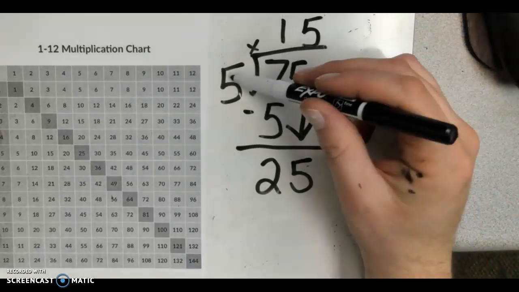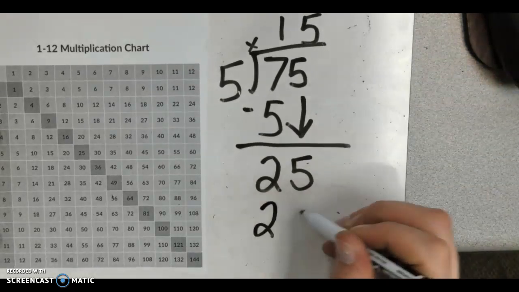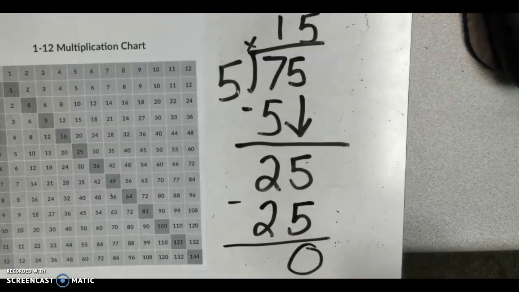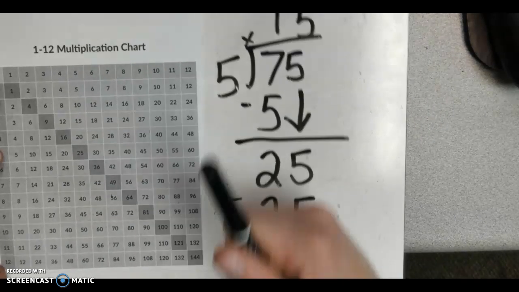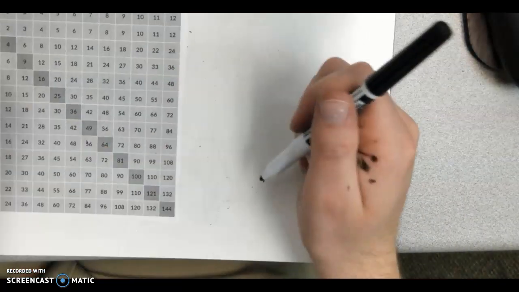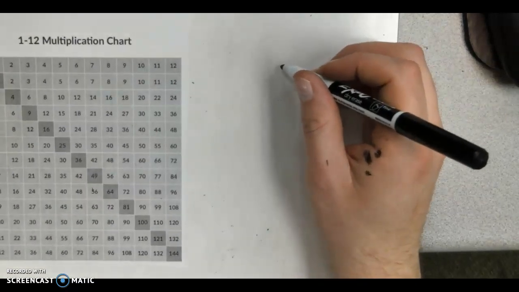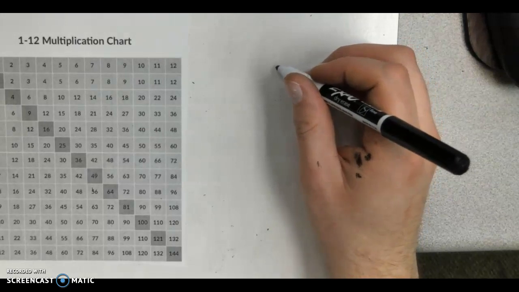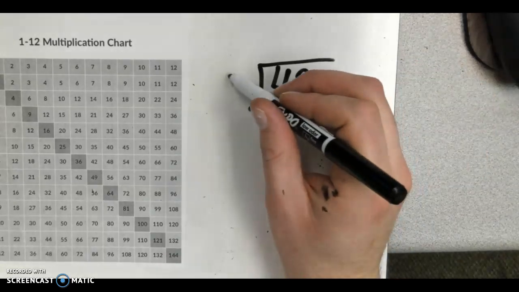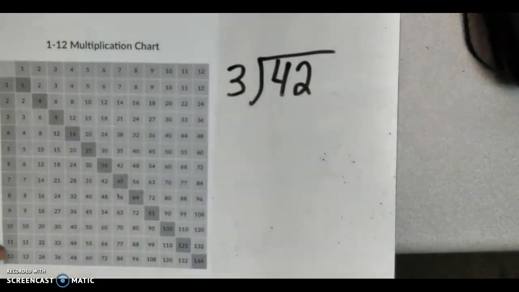I look. 5 times 5 gave me 25. That's what I just found on my chart. I subtract. It gives me 0 for a remainder. Alright? Here's one you can do on your own. Let's do 42 divided by 3. See if you can find this answer on your own.